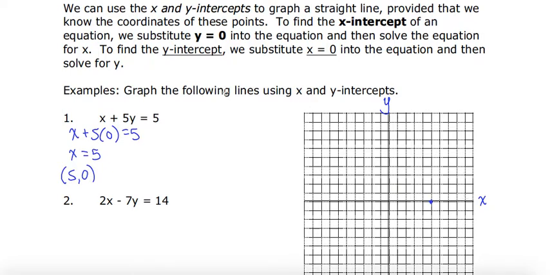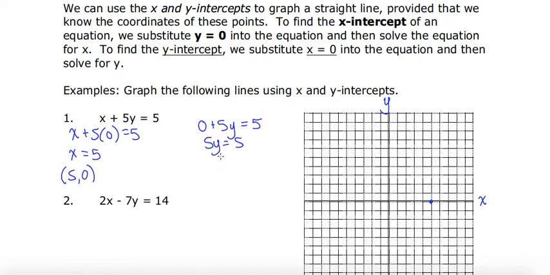1. Now we're going to use the same equation and we're going to substitute 0 in for x and we're going to find our y-intercept. So we're going to do 0 plus 5y equals 5. The 0 doesn't add anything, so we're just left with 5y is equal to 5.